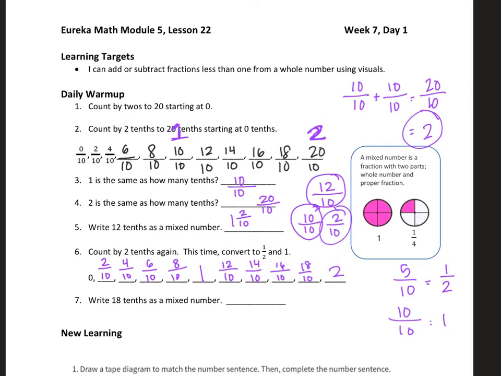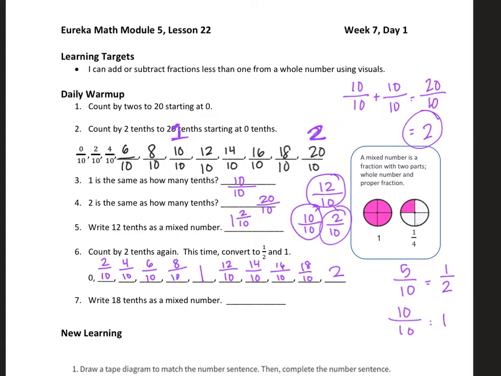I noticed that we didn't have to convert to 1/2 because nowhere in here did we have 5 tenths since we were counting by 2/10. I think they may have made a mistake here, and they probably wanted us to convert to 1 and 2, but I'm not really sure. But since we didn't even have 5/10, we didn't have to worry about converting to 1/2.